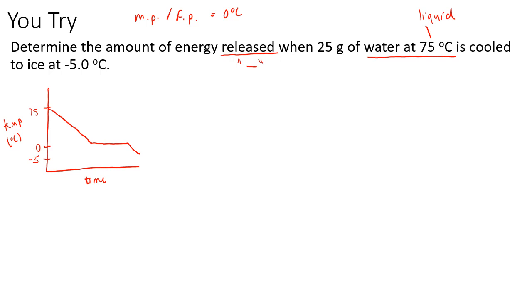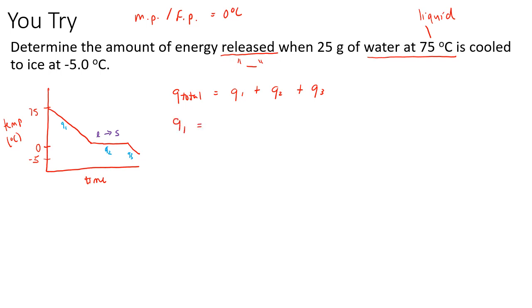We have three regions on our cooling curve, Q1, Q2, and Q3. Q2 represents our phase change from a liquid to a solid where it's undergoing freezing. Q1 and Q3 both represent temperature changes. Q total will equal the sum of Q1 plus Q2 plus Q3.